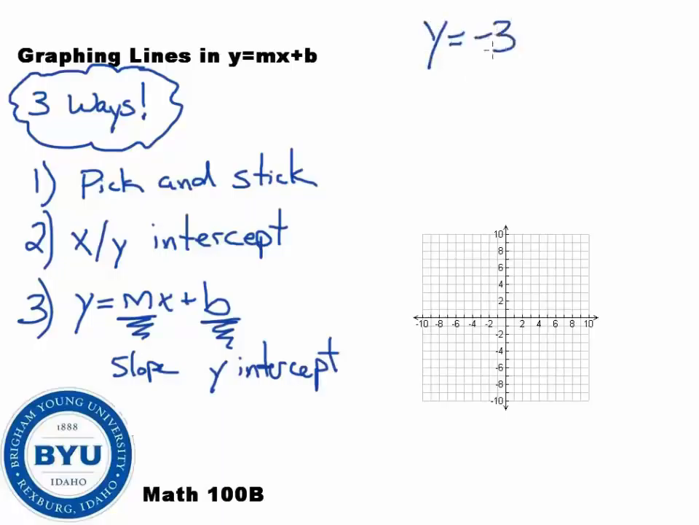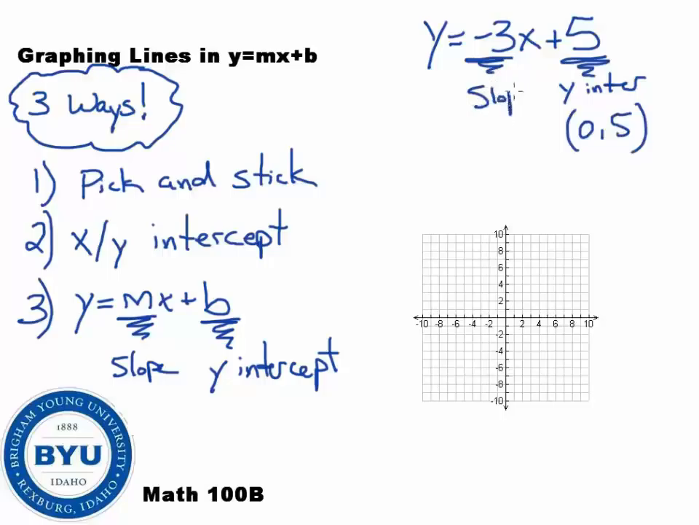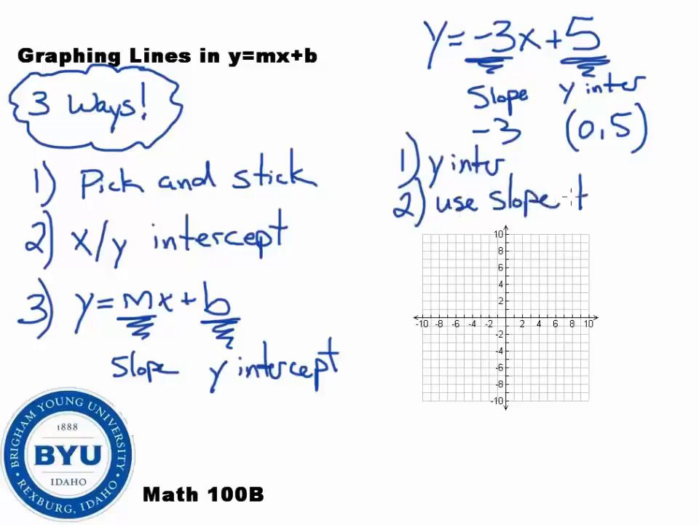So let's say I've got the line y equals negative 3x plus 5. So I know what the y-intercept is. The y-intercept is 0, 5. And the slope is negative 3. Remember, slope is always with the x. So to graph, you simply would first graph the y-intercept, and then second, use the slope to find another point.